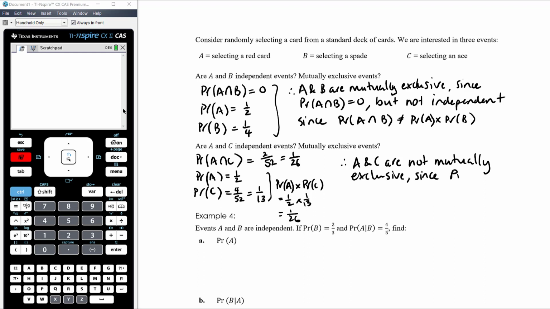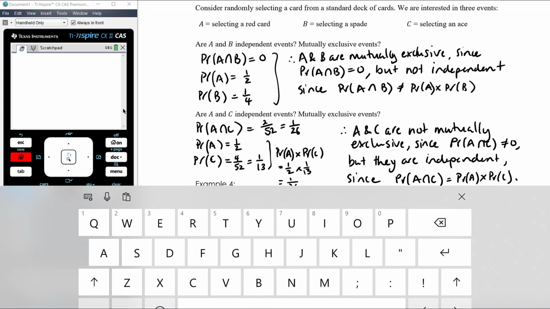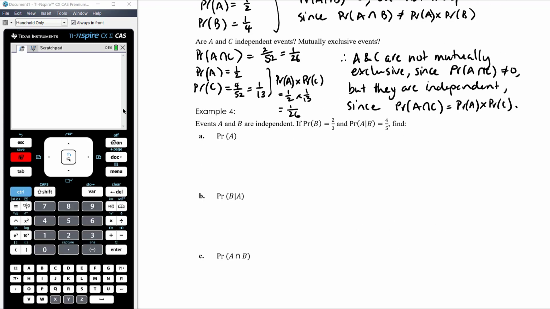Since the probability of A intersection C does not equal 0, but they are independent, since the probability of A intersection C is equal to the probability of A times the probability of C. And we've got the numbers there to justify those statements. Okay, so as I said, independence, you need to be a bit careful about trying to intuit whether they're independent. You really do need to mathematically verify whether or not you have independence.